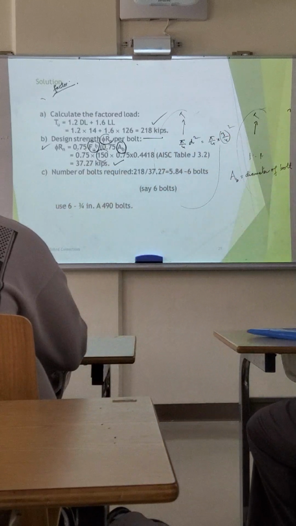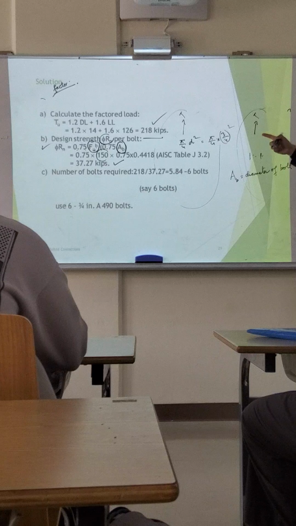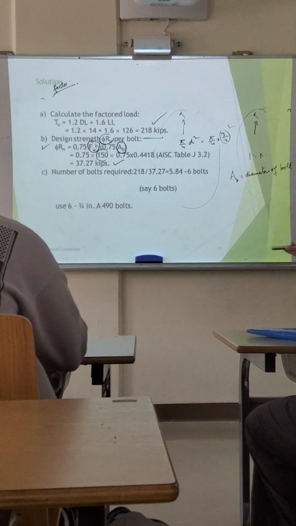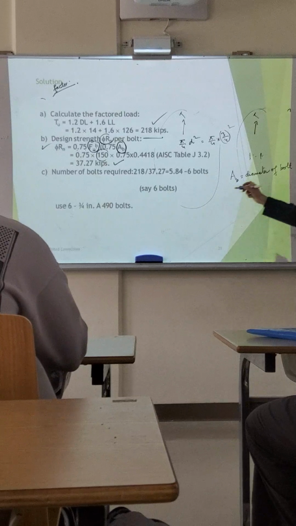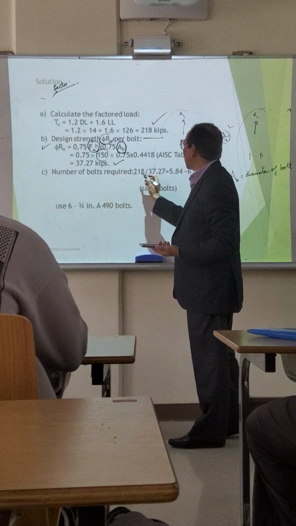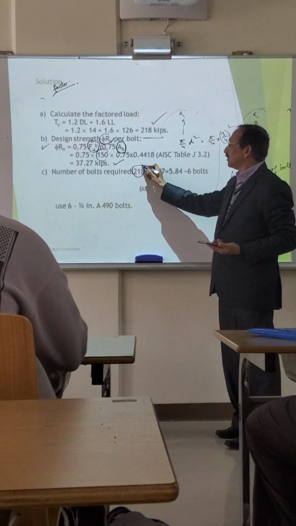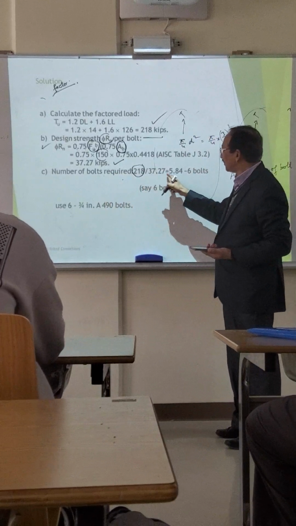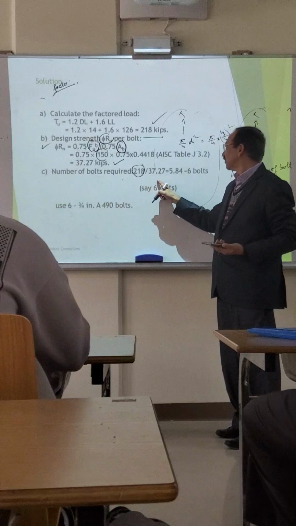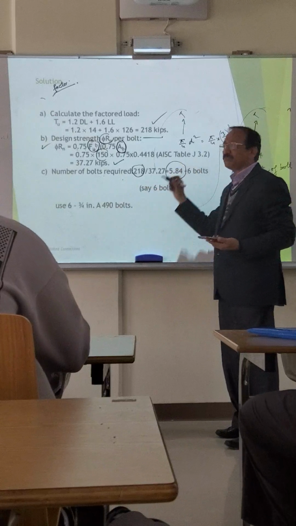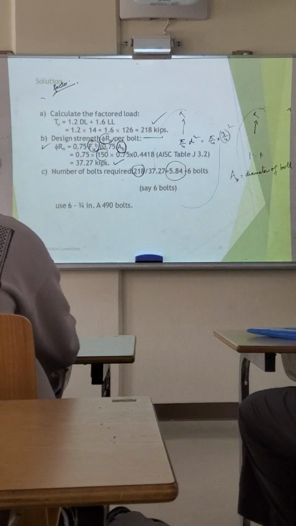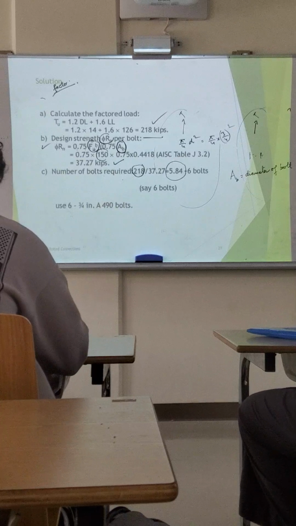And now total force is how much? Total force is 280. So now we apply the same rule here. Total tensile force divided by the capacity of one bolt. You can see here, number of bolts required is equal to total force, which is to be transferred, divided by the capacity of one bolt. And you get how much? 5.8. You cannot take 5.84, so you will take 6.